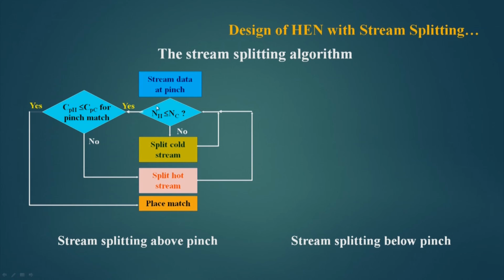That means we will check whether this criterion is met or not. If it has been violated, then we will again split a cold stream. This will go on until this criterion is matched, and then, yes, we will go here and we will put a match. Similarly, for below the pinch, this is the criteria.